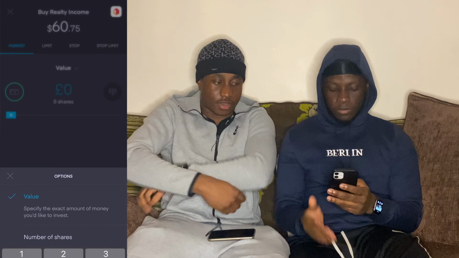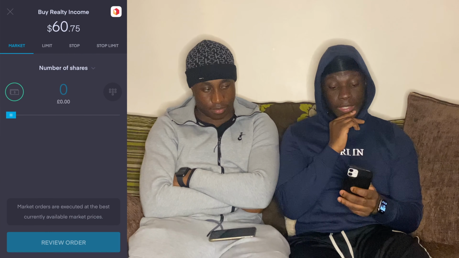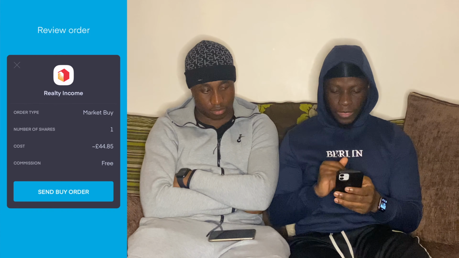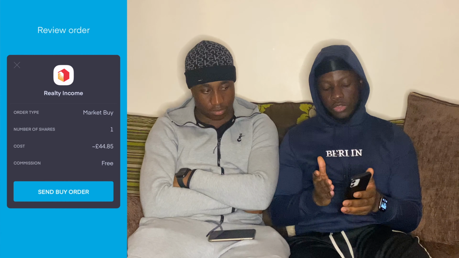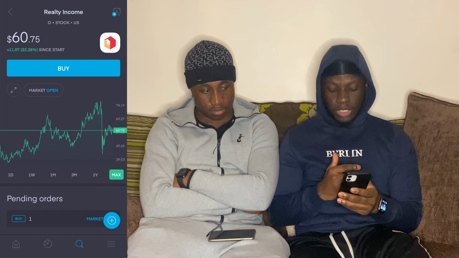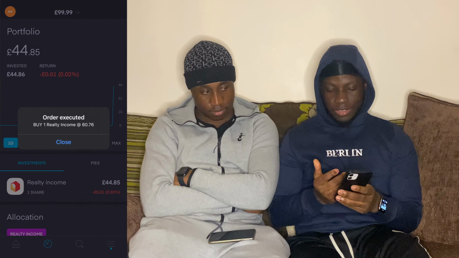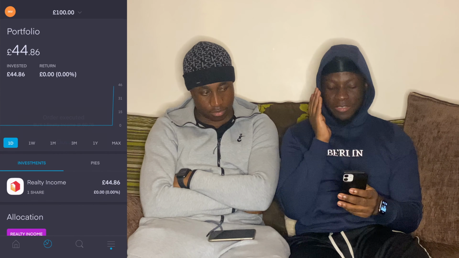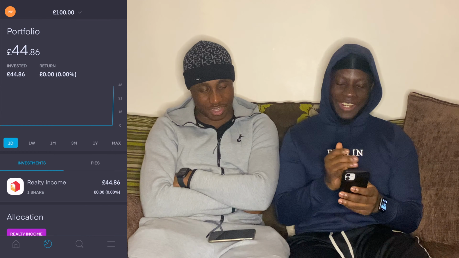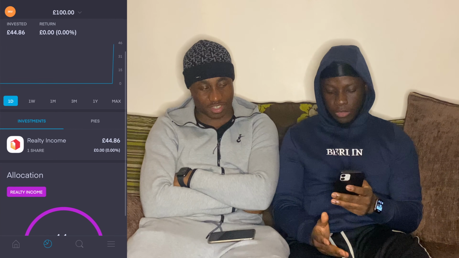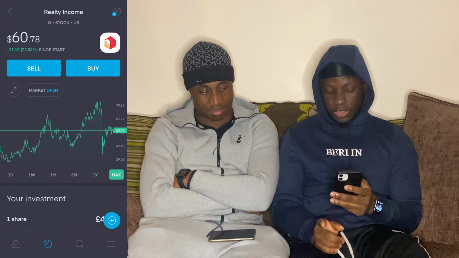Yeah. So you're gonna buy a share straight away. So buying a share straight away, boom, you just put one share, £44. You reveal the order, it looks like a receipt, and you just send the order. And it's pending. Boom! So that is the first share you bought. So now you have a share in this company. Yeah, you have one share in this company.